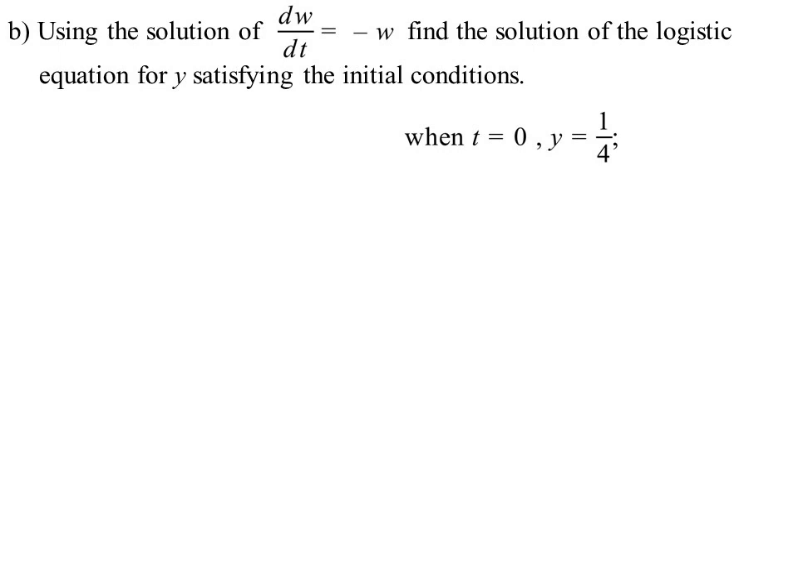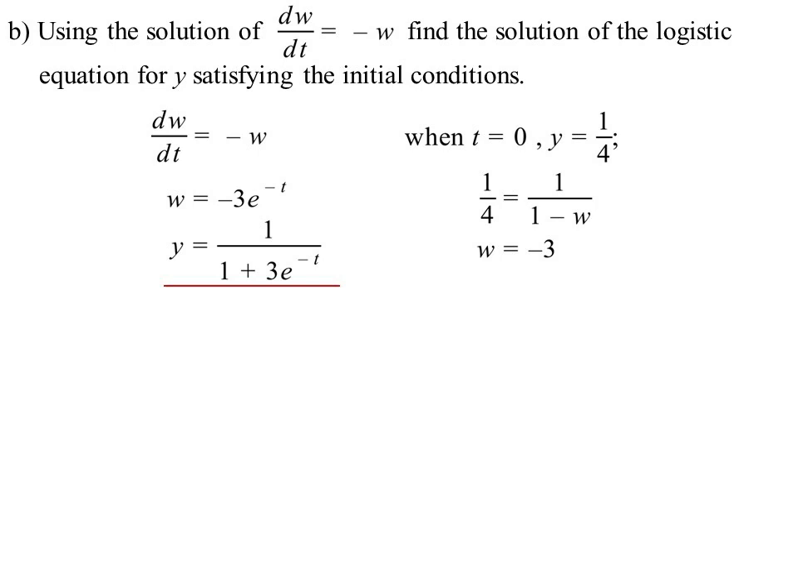But we're now playing with w, so I need to work out what w is, and we get w is minus 3 at that time. There's my new differential equation. dw/dt is negative w. That's our basic growth and decay. So I can just jump straight to the solution now. So w is minus 3 e to the negative t. So y is 1 on 1 plus 3e to the negative t. Remember, because y was equal to 1 on 1 minus w. There is the solution of our logistic equation.